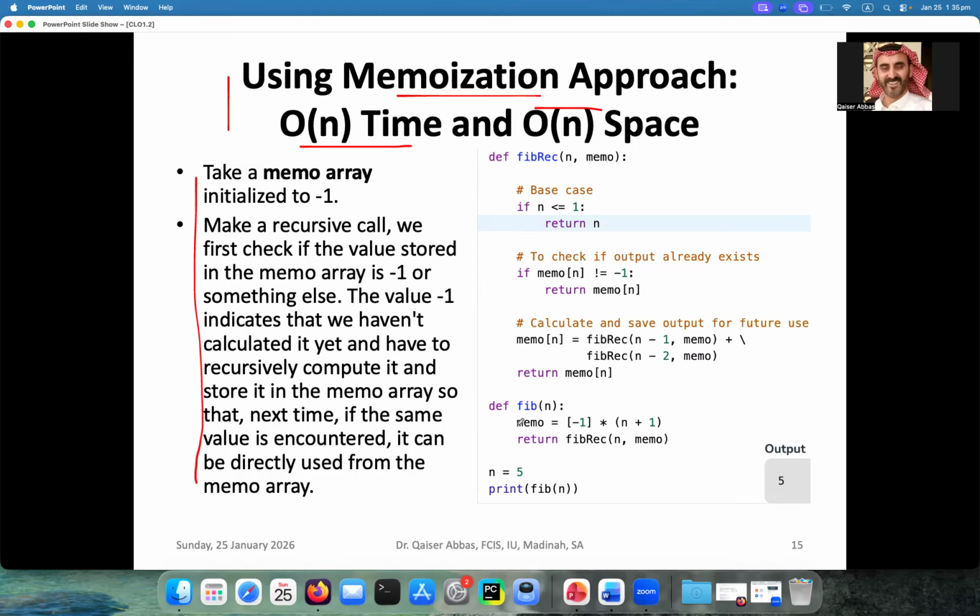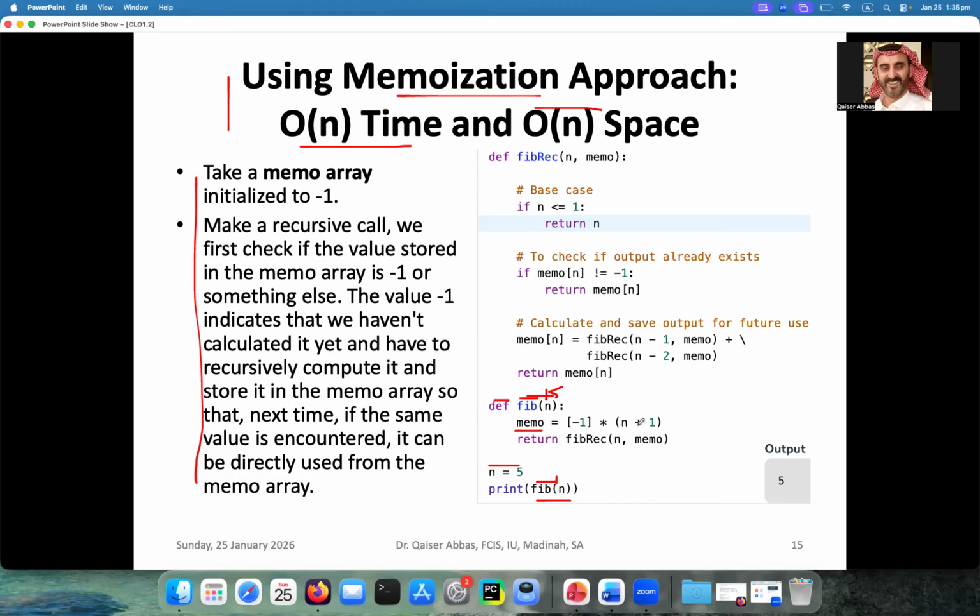What is happening here? We have a function that is fib, and we are passing n is equal to 5 and printing fib n. We are calling the function fib and passing 5 into it, which is this one. Here the 5 will go into it, and then memo array is equal to -1 multiplied by n plus 1. N is 5, n plus 1 is 6.